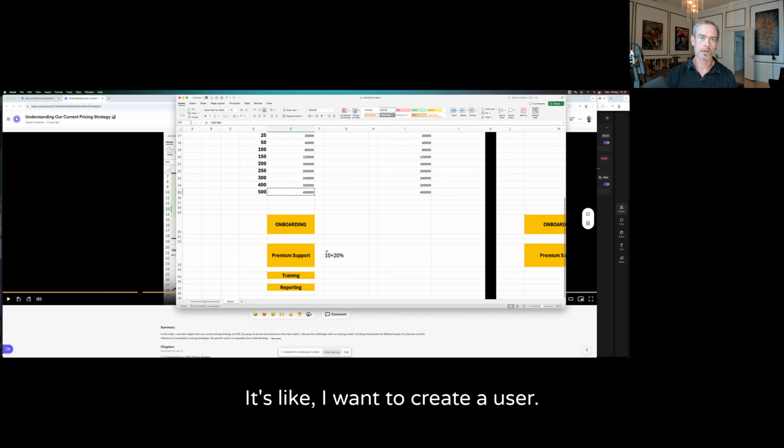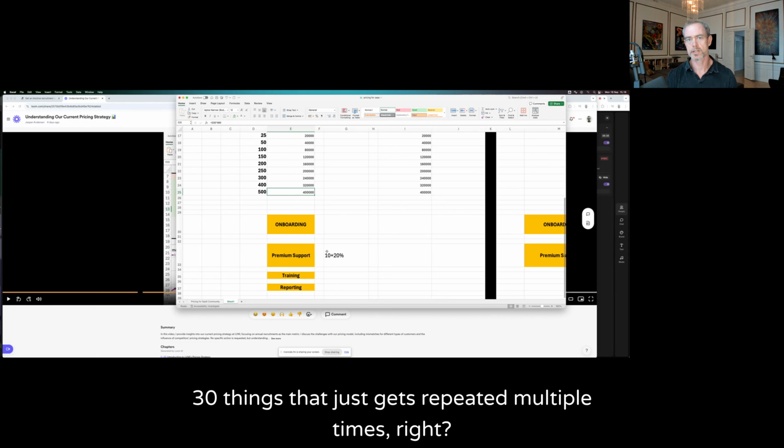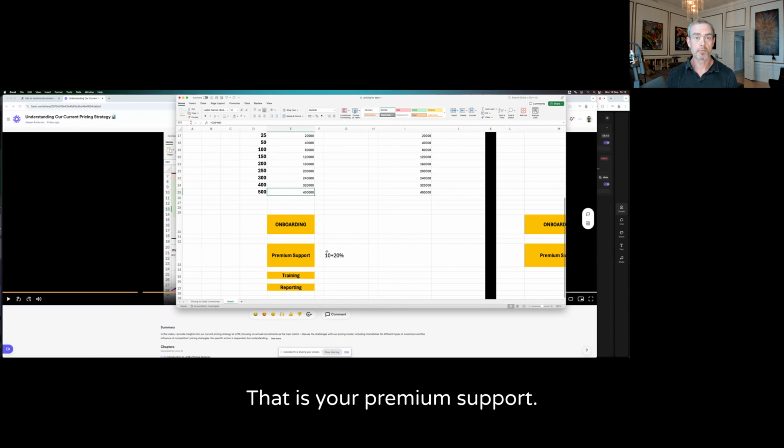It's like, oh, I want to create a user, or I want to reset a password, or I want to pull this report, or whatever it is. It's usually the same 10, 20, 30 things that just get repeated multiple times, right? That is your premium support.